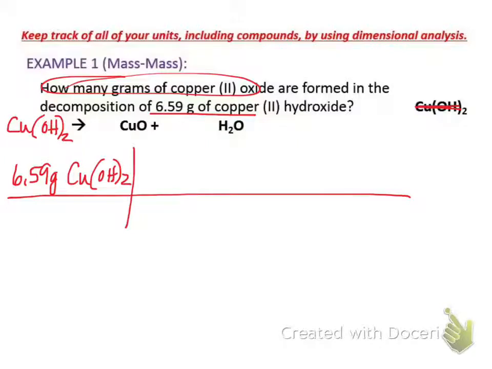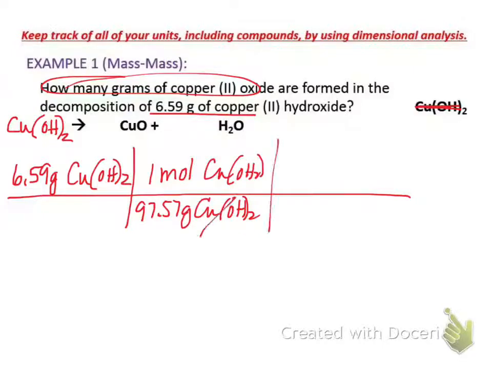So when I do that, I should get 97.57 grams per mole. So my grams cancel. So now I'm in moles. So now I can use my mole ratio. Everything is 1 to 1. So I'm going to say for every 1 mole of copper hydroxide, I can produce 1 mole of copper oxide.